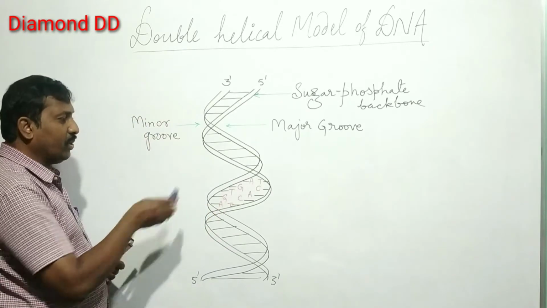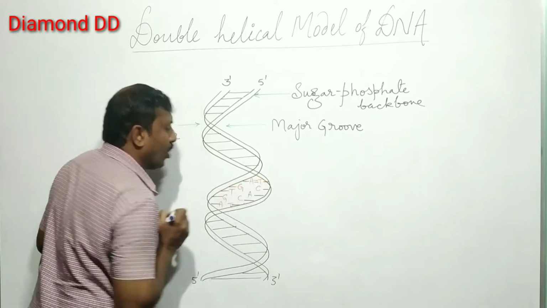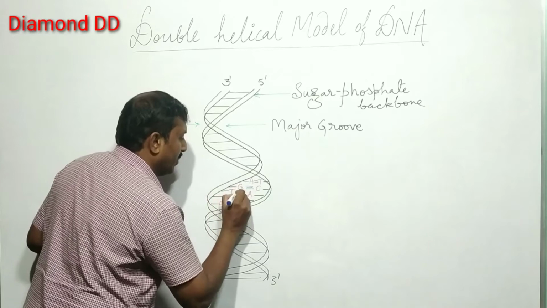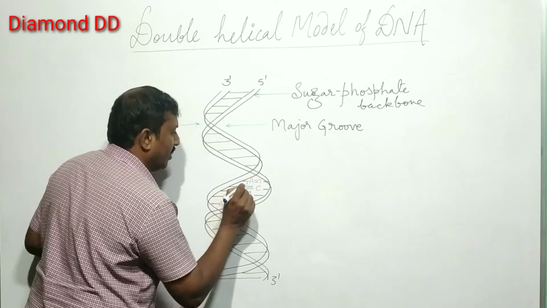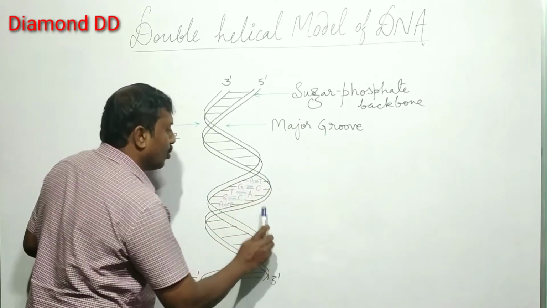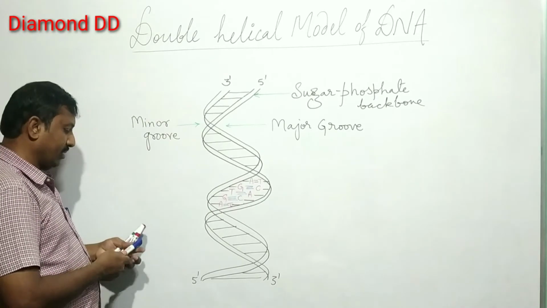Now the bonds between the nitrogen base pairs you can show: between AT 2 hydrogen bonds, between GC 3 hydrogen bonds, between AT 2, between GC 3, between AT 2 hydrogen bonds. And this portion is shown only to know the kind of hydrogen bonding between the nitrogen base pairs.